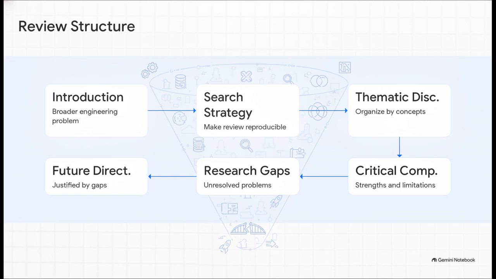You start broad with the introduction, explaining why the bigger engineering problem even matters. Then you hit the search strategy. This makes your review reproducible by laying out your databases and keywords. The real meat is the thematic discussion and critical comparison. This is where you organize by concepts, not authors, weighing the strengths and limitations of different methods. Finally, all of that funnels down into the research gaps, which logically justify your future directions. It's a targeted, beautifully logical funnel.